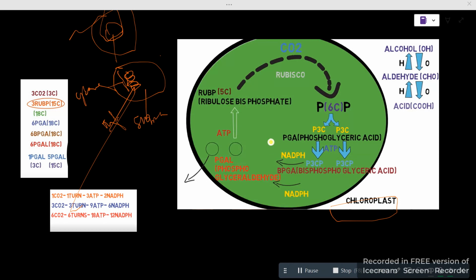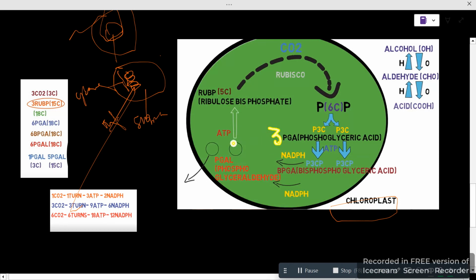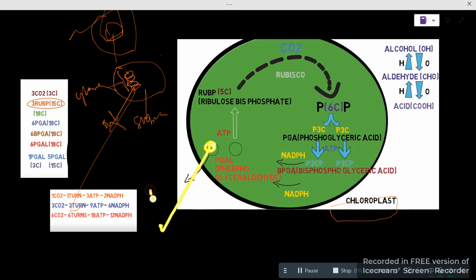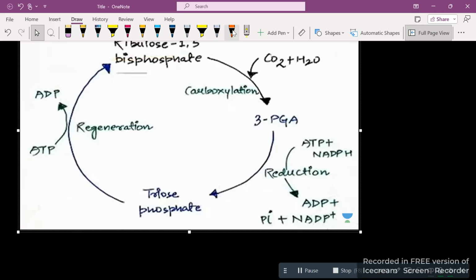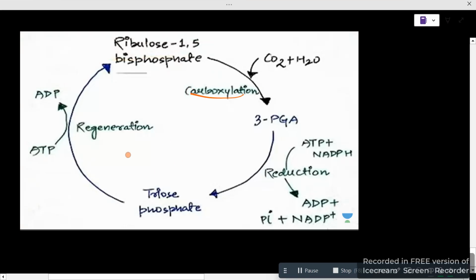So we have 3 phosphate here, and one would be given out for glucose formation. For glucose formation, one would be given out, and the 2 were remaining. As we have 3 phosphate, one would be gone out, so the 2 would go into the same process back to the RuBP, and yes, that process is regeneration. So here you find that the first process was carboxylation, then we have reduction, then we have regeneration. Reduction uses ATP plus NADPH.